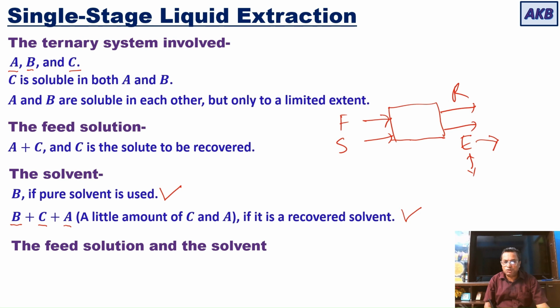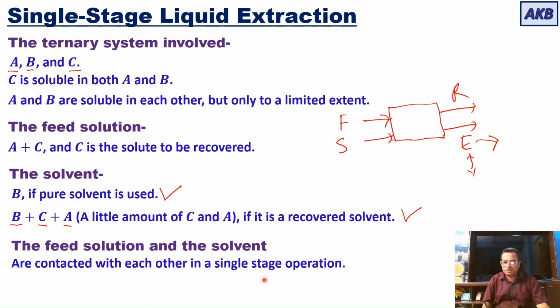The feed solution and the solvent are contacted with each other in a single stage. Since we are talking about single stage operation, there is only one stage, and in that stage the two solutions, feed solution and the solvent, are contacted with each other. Okay, so this is how it is carried out. The single stage liquid extraction operation could be carried out batch wise, or it could be continuous.